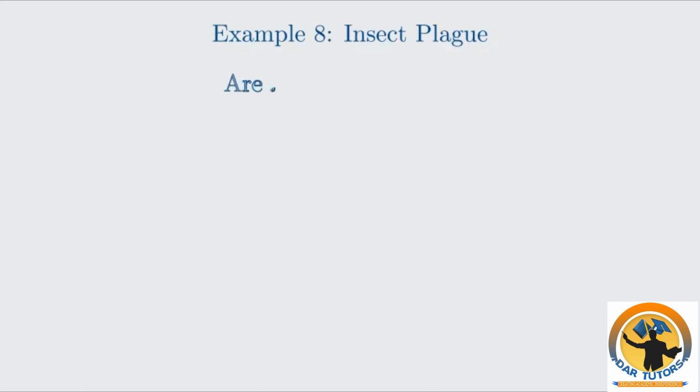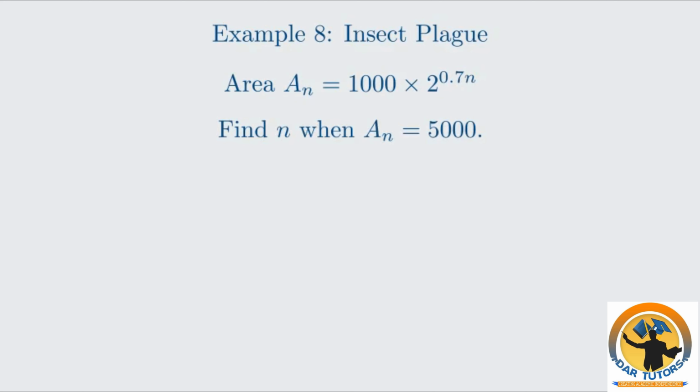A farmer observes an insect plague. The affected area, A sub n, in hectares, is given by the formula 1000 times 2 to the power of 0.7n, where n is the number of weeks. We want to find the time it takes for the area to reach 5,000 hectares. We set up the equation by substituting 5,000 for A sub n. This gives us 5,000 equals 1,000 times 2 to the 0.7n.